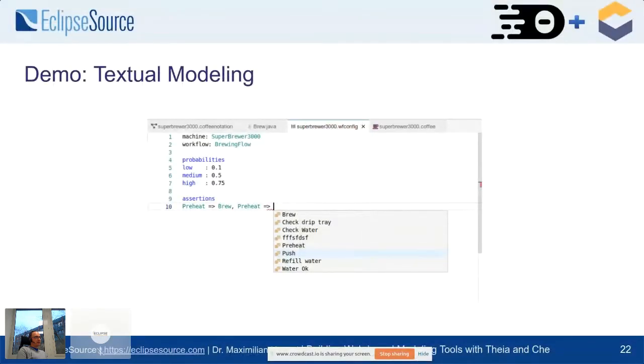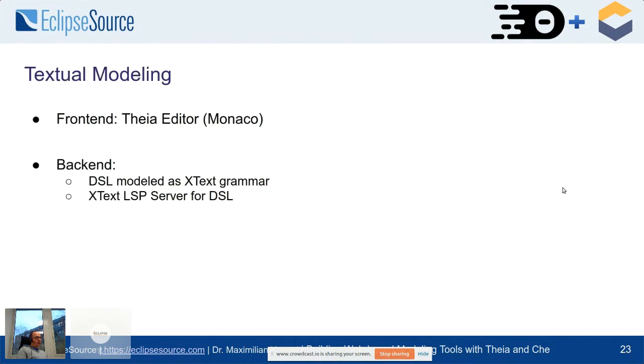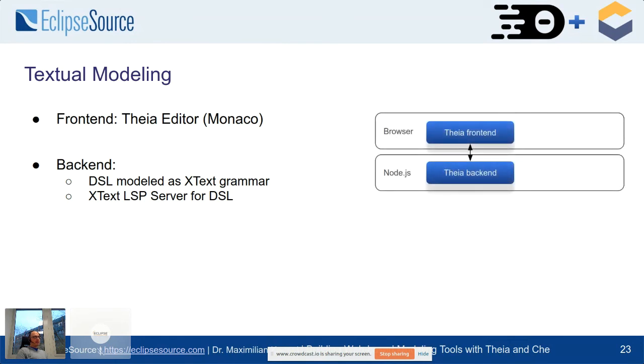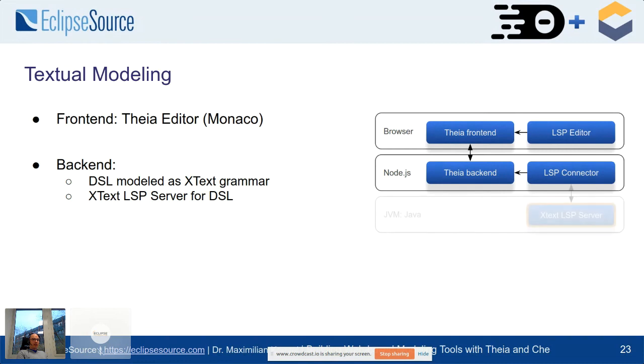So how does that work? The front end is the Theia editor, as I just mentioned, and the back end in this case is a DSL that was modeled as an Xtext grammar. So that might just also be from an existing tool that you already have. And Xtext offers a possibility to generate an LSP server. So basically, you get an Xtext LSP server for your DSL pretty much out of the box. For the front end, we just use the existing editor, and for the back end, the existing connector, but this time we connect to an Xtext-based LSP server.